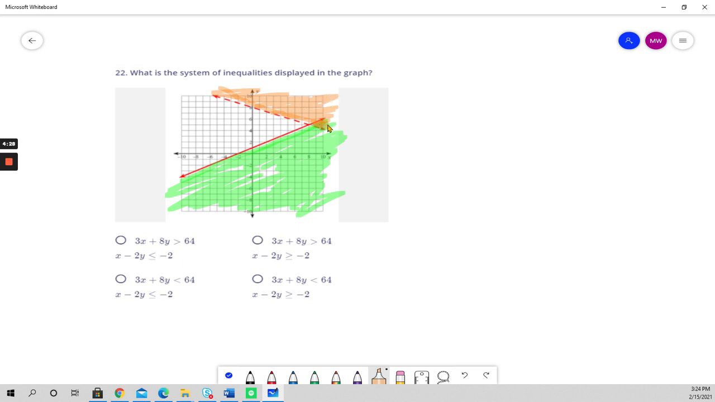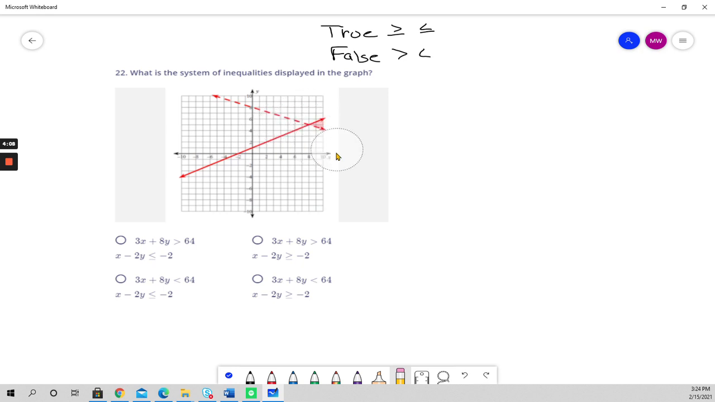highlighted. So I'm looking for true for my greater than or equal to, less than or equal to line, because that's a solid line, and then false, because 0, 0 wasn't shaded, for my greater than or less than line, because that's a dashed line. Okay. So let's start with my solid line first.